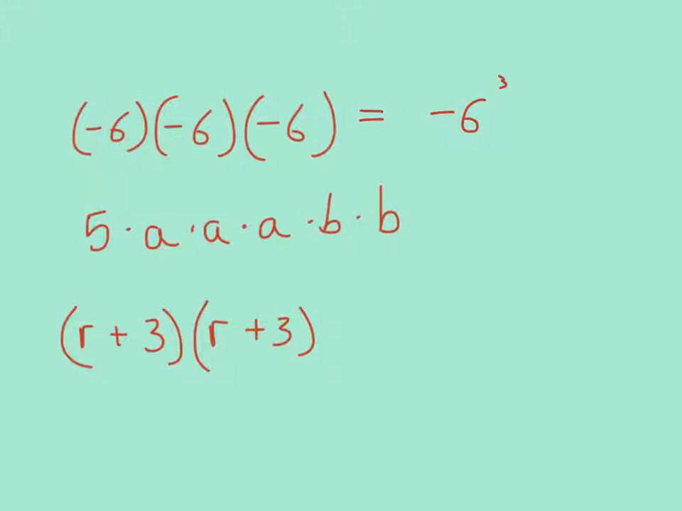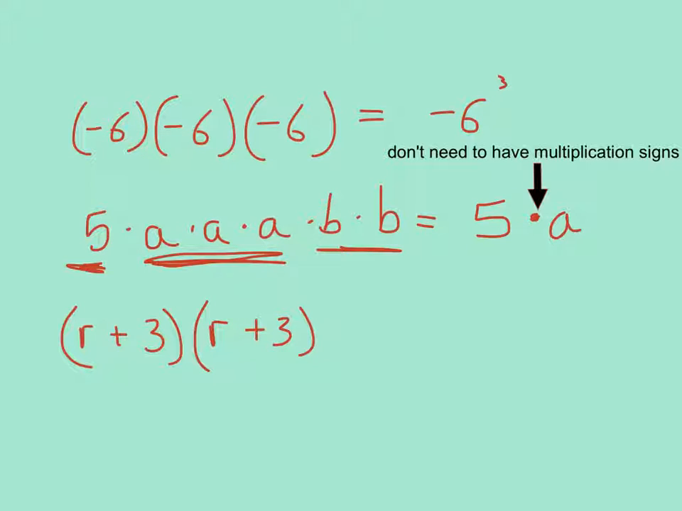Now in this one, I have 3 different factors. I have 5, I have a set of A's and a set of B's here. So in this case, I have 5 times A, and there's 3 of them, so A to the third power, or A cubed, times B to the second power, or B squared. So that's how I would write that one.